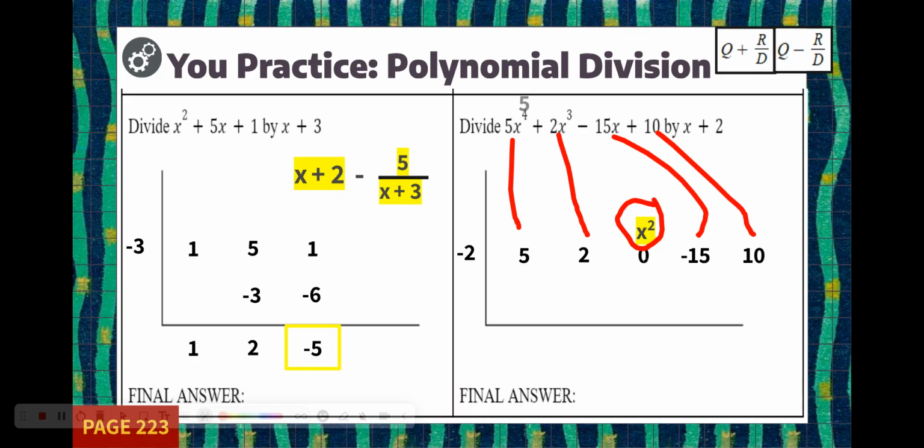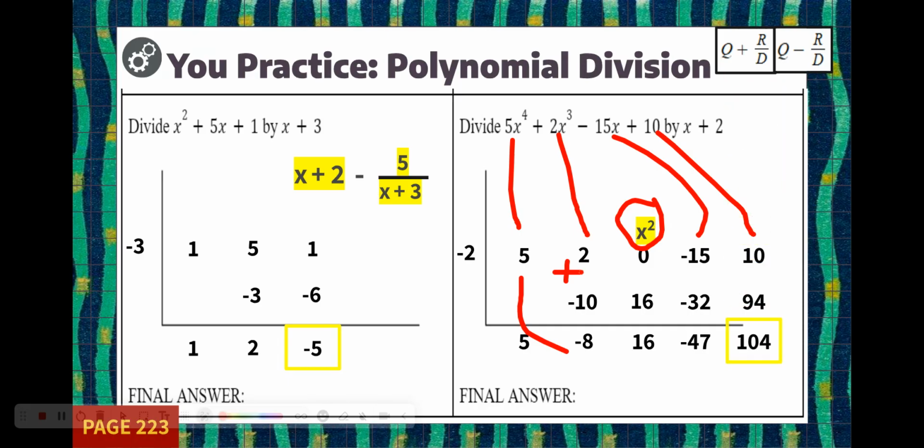Alright, bring down 5. Multiply it by negative 2. That is negative 10. You're gonna add. That would be negative 8. Negative 8 times negative 2 is positive 16. You're gonna add them. That's 16. Multiply it again. That's negative 32. Add them. That's negative 47. Multiplied by negative 2 is 94. And then your remainder is 104.